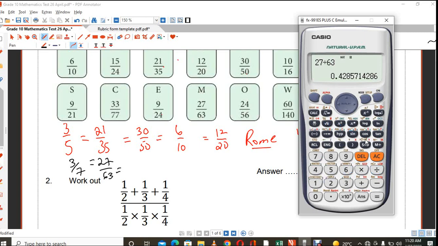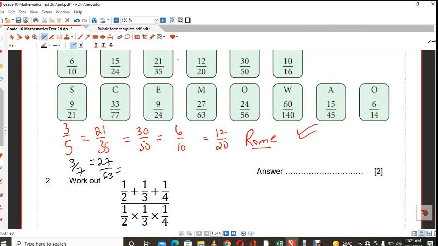All right? Fraction button is what? Shift. No, this one you just press SD. It gives you the 3 over 7. Let's see. Okay, we're good to go. All right. The other one was 24 over 56. This also simplifies to 3 over 7. The other one was 9 over 21.